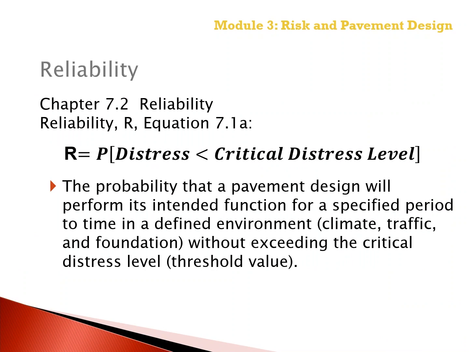Reliability. The reliability equation shown here is the equation included in the Manual of Practice in Section 7.2 that we just showed. The reliability is equal to the probability that the predicted distress will be less than the critical distress or threshold value, or failure criteria. The design criterion or threshold value will be discussed in greater detail in the next module, Module 4.1, which has to do with the inputs for the design criteria as well as design reliability.